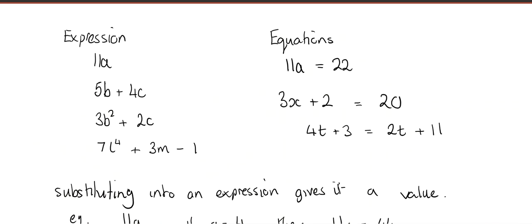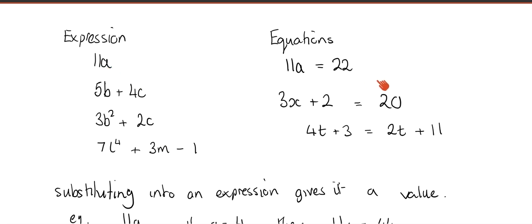So just to remind you, we have expressions. We've been working with lots of expressions. We know how to name them, we know what degree they are, that kind of stuff. And an expression tells you what to do with the numbers when you know what those numbers are. So 11a means whatever a is, you have to multiply by 11.